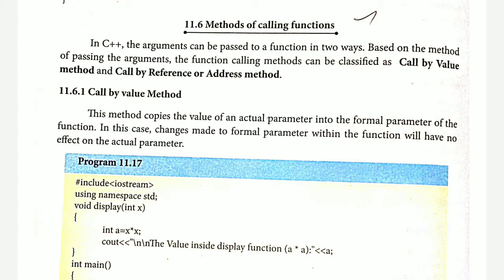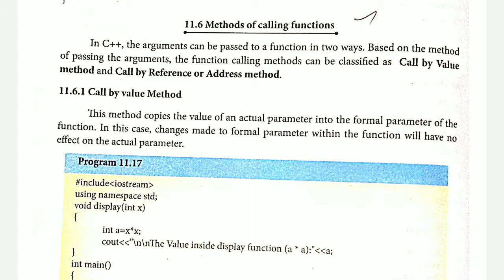Before going into that, in the previous class we have learnt about user defined functions, how to create a function definition, how to create a function, and what is meant by formal parameters, actual parameters, default arguments, and constant arguments. Everything we have discussed in the previous class. Today we are going to see the methods of calling a function. In that, the first one is the call by value method.